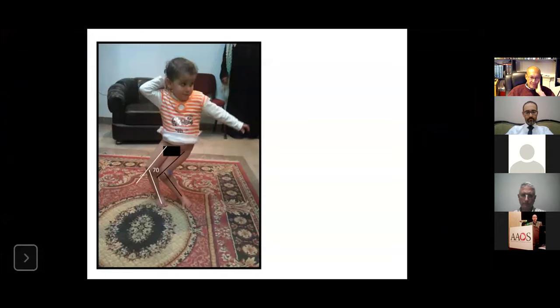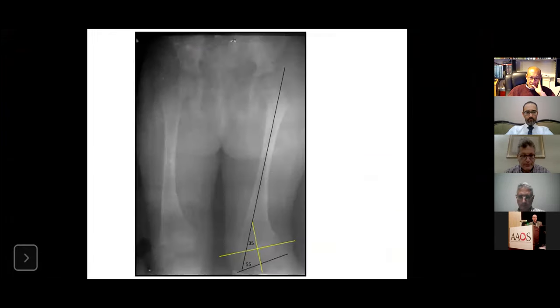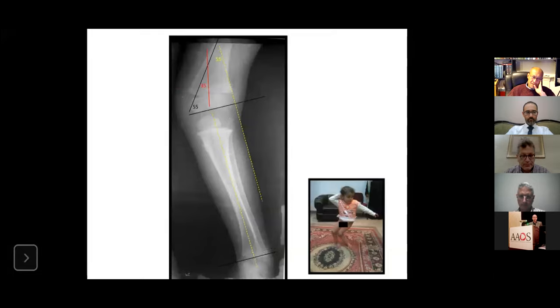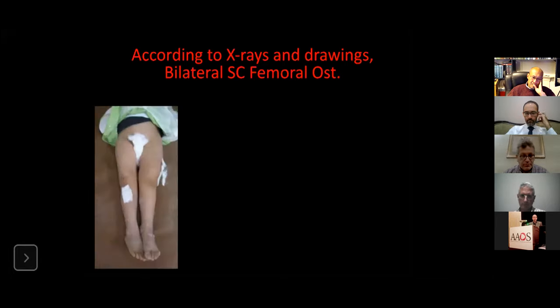This patient, when standing, has 70 degrees varus and 90 degrees valgus. This is impossible. No one can stand or walk in this position. When we take an X-ray for this alignment, while she's standing this way, and make some drawings, we have a right femoral problem, more or less good right tibia, left femoral problem, more or less good left tibia. According to these X-rays and this faulty orientation, these drawings give us the idea that we should do bilateral supracondylar femoral osteotomy. However, the patient was treated with tibial osteotomy on the right and femoral on the left side.